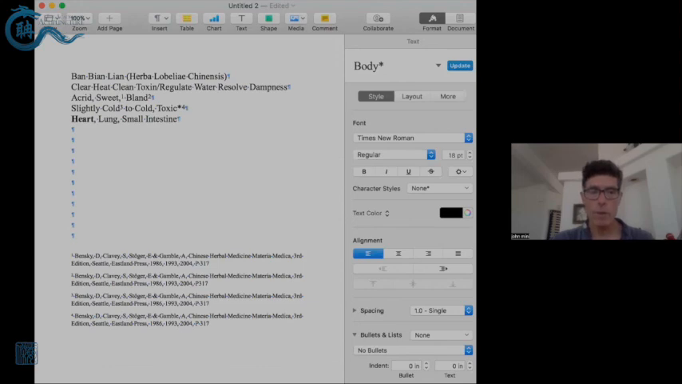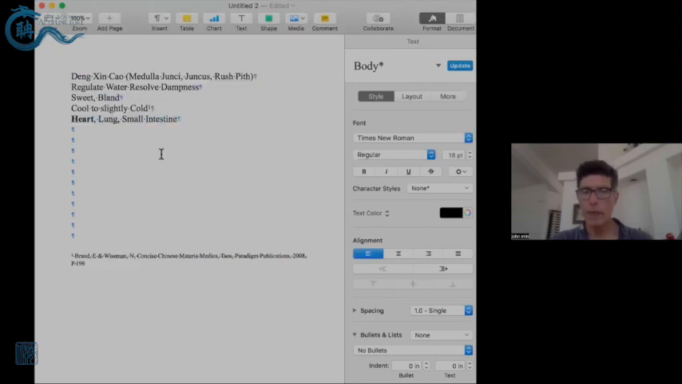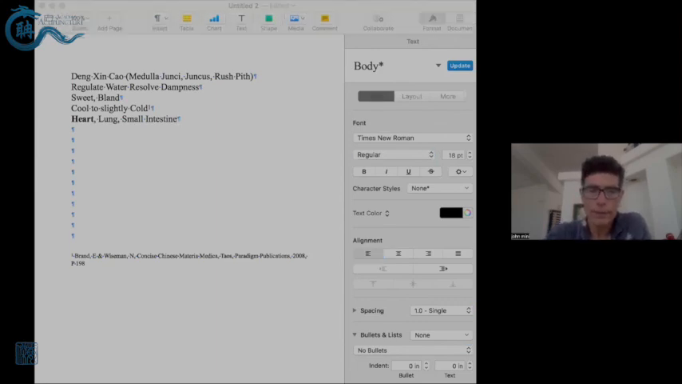Well, maybe fluid is building up in the upper jiao. What would we do then if fluid is building up in the upper jiao with this picture? Maybe we would add something like deng xin cao. It's sweet, it's bland, it's cool, slightly cold, but we again use two different aspects of the water system, lung and the small intestine, to get that out, that blandness also helping to relieve the fluid congestion.